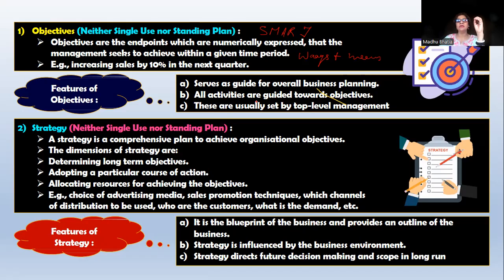सबसे पहले objectives को set किया जाता है, and all other plans are set in the light of the objectives only. And objectives are usually set by the top level management, though the other levels may have their own departmental objectives. But if we talk about the organizational objectives, they are always set up by the top level management, right?